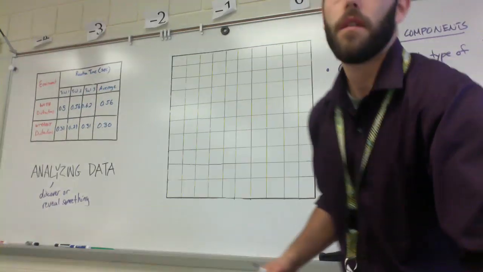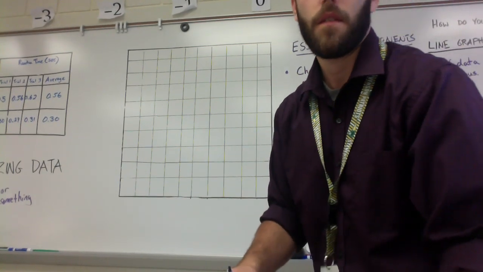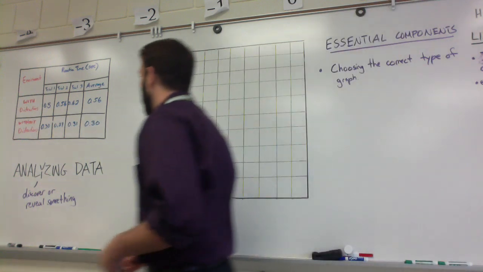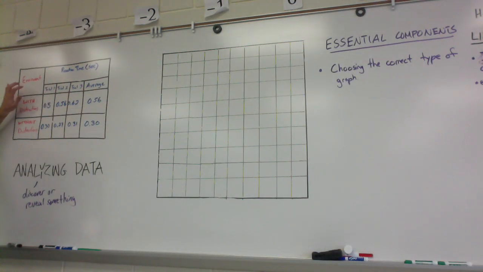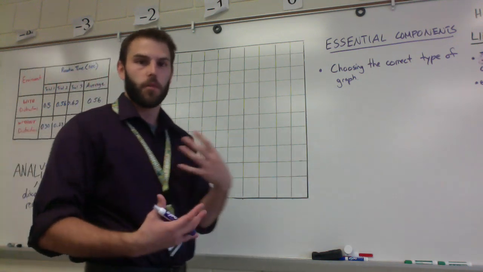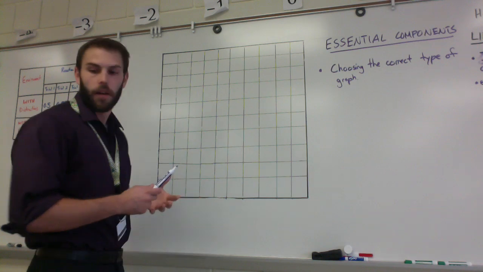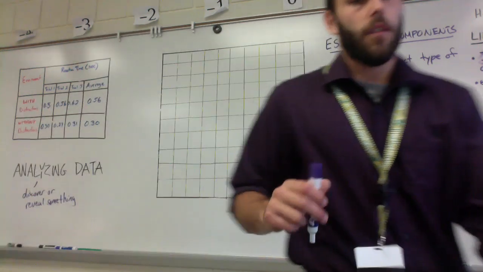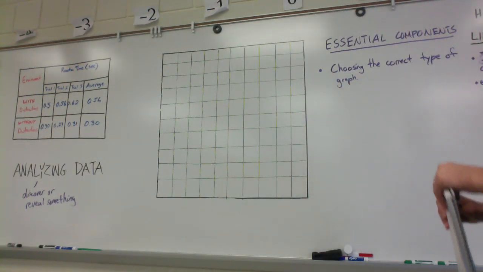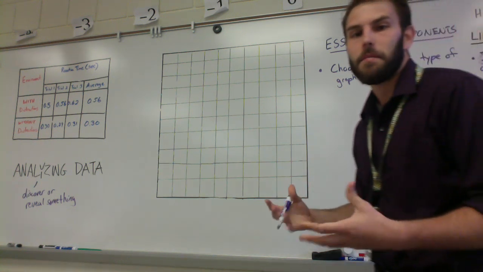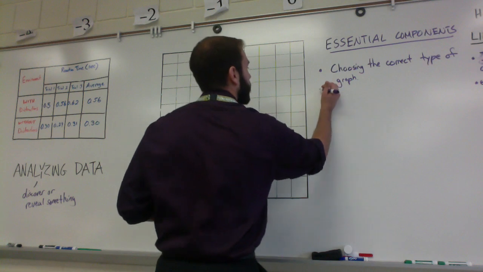We're going to look at my data table, and my independent variable is the environment, and I have with distractions and without distractions. There's really no in between there. It looks like I have two distinct categories, so I'm going to be making a bar graph here. So I've done my first essential component, which is choosing the correct type of graph. The next one is going to be labeling my axes correctly.